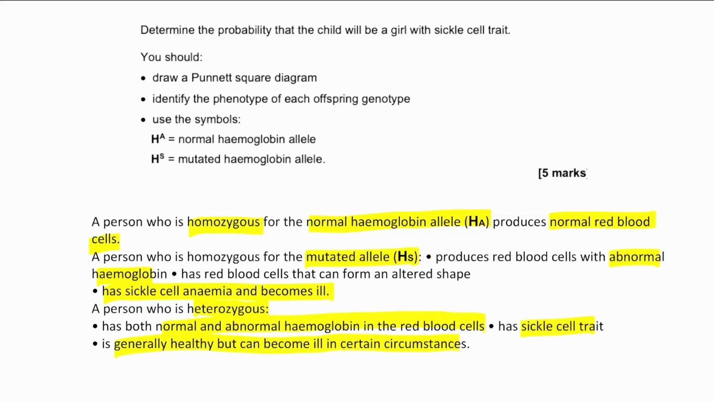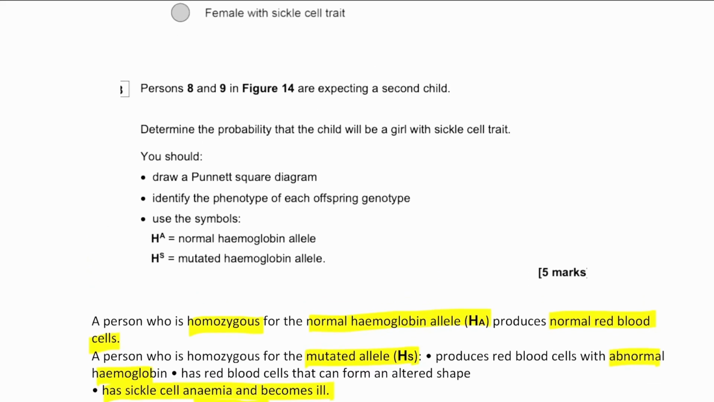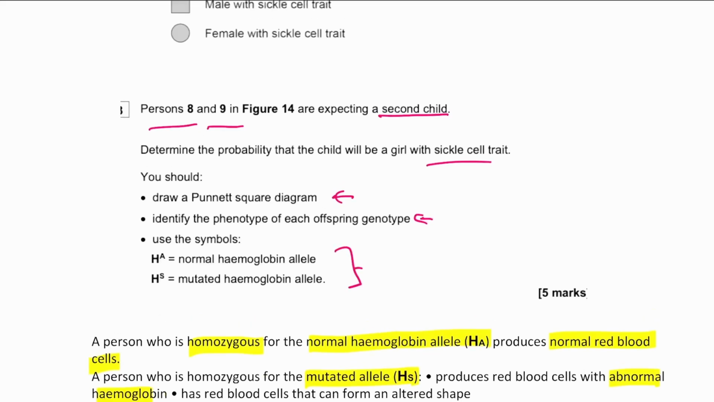Okay, so then we go to our question itself. Determine the probability that the child will be a girl with sickle cell trait. And so persons 8 and 9 are expecting a second child, and so we need to give this probability. Okay, and it kind of gives us some tips on how to do it. And so I will let you guys go ahead and have a go at this question.